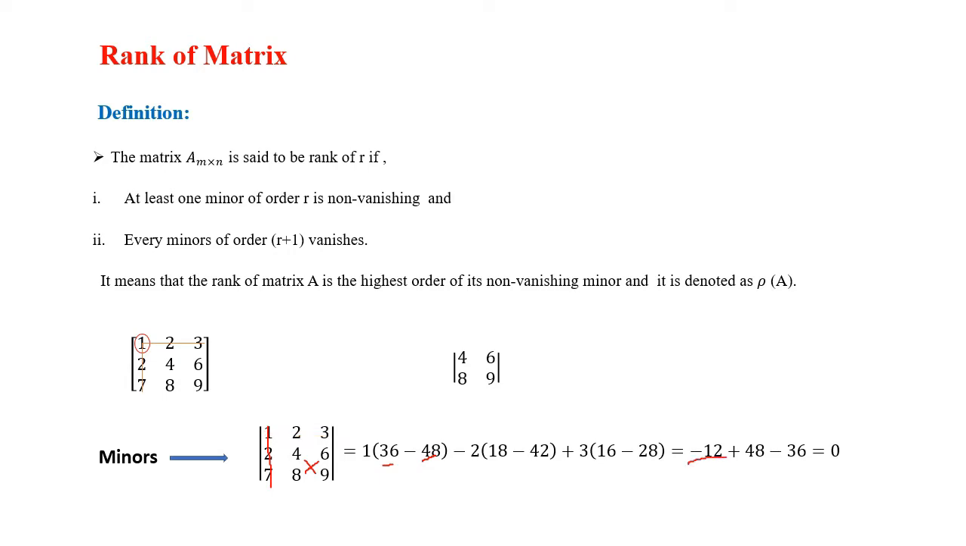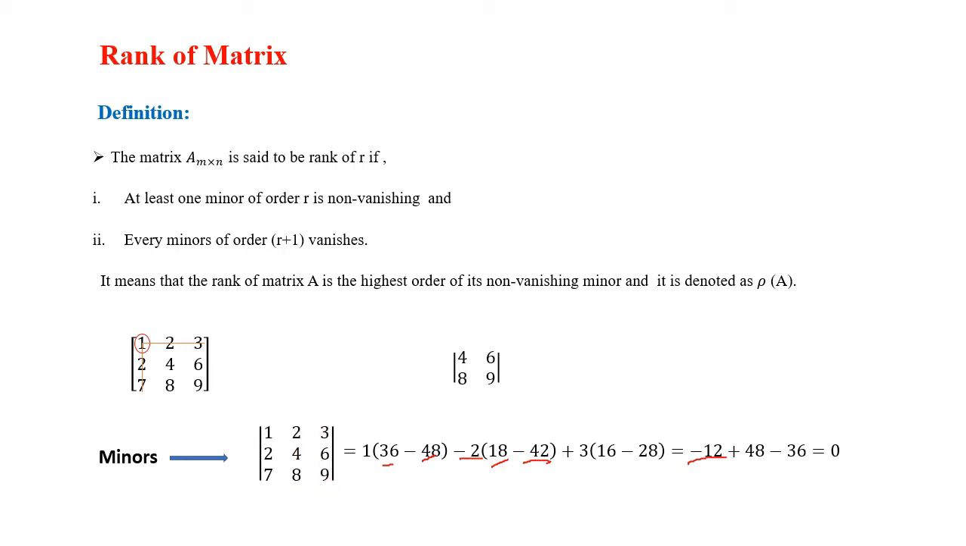Now similarly just consider the second element in the first row. If we consider the second element in the first row, then delete the first row and the second column. After deleting the first row and the second column, the remaining elements are 2, 6, 7 and 9. Again take the cross multiplication. 2 into 9 is 18 and 7 into 6 is minus 42.